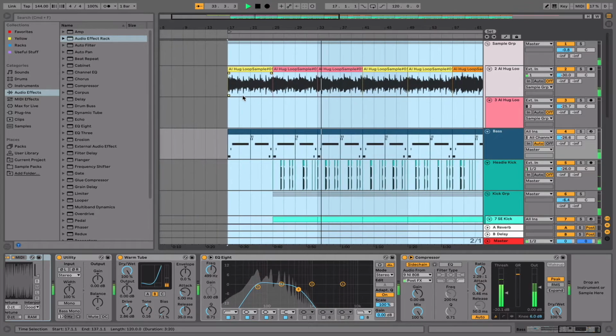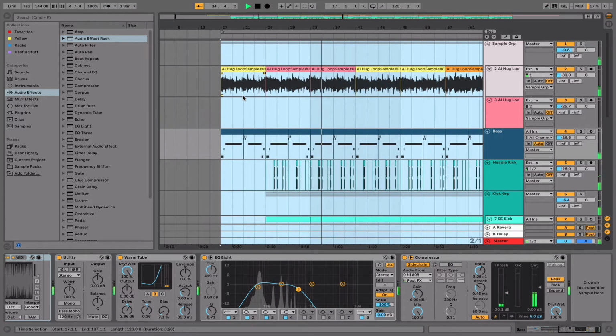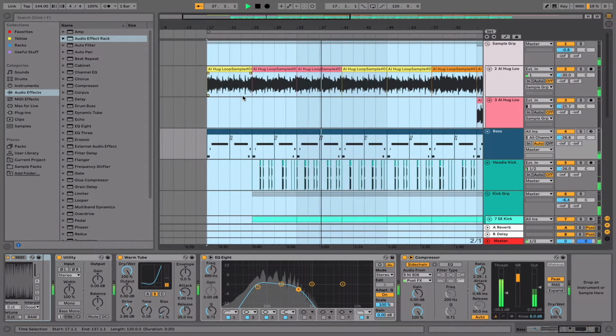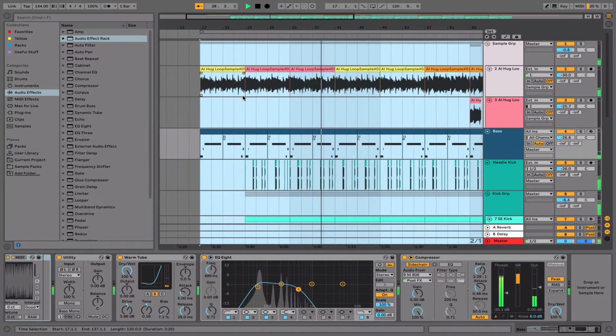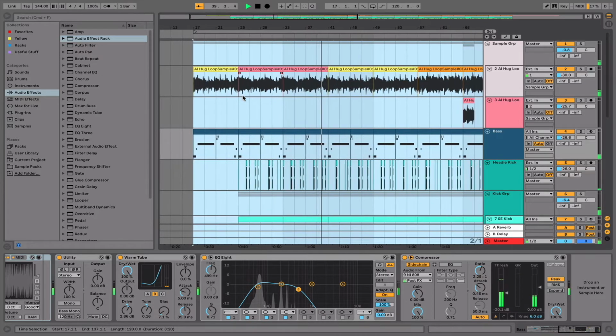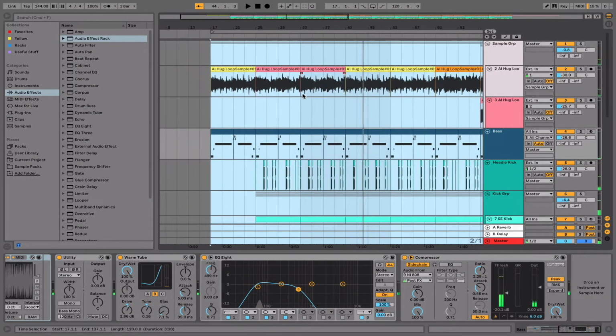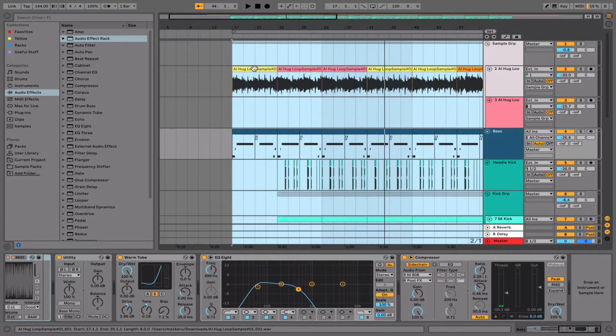Featuring a now very prominent sample from Al Hark, who is an amazing musician and percussionist, and I highly recommend going to check out his website, Minter Lab Foundry. Here it is, minterlabs.com. Al Hark is the genius behind the sample that you hear sitting behind the whole track.